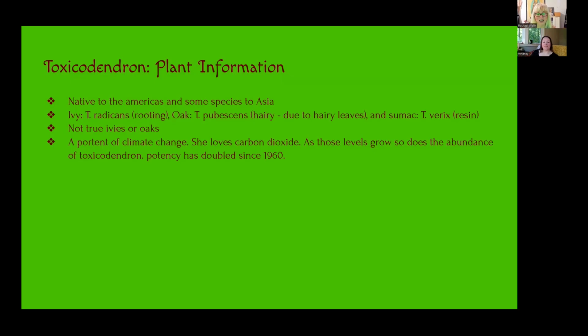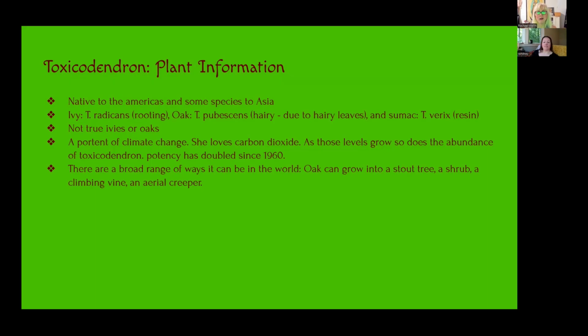This is crazy. Since 1960, the potency of Toxicodendron has doubled. The potency of ivy, oak, and sumac, their poisonousness, has doubled, and they think it's because of climate change, because of the increased carbon dioxide. She loves carbon dioxide. So as the levels grow, so does not only the abundance of ivy, oak, and sumac, but also the potency.